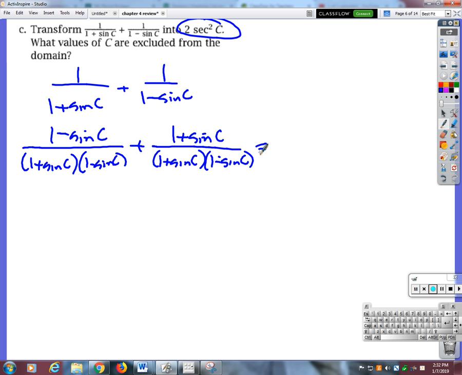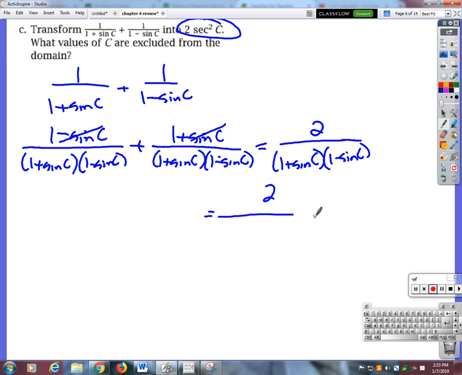All right, so now that I have a common denominator, I can combine my like terms on the top of each fraction. What do I get when I combine 1 minus sine c plus 1 plus sine c? The signs will cancel. And 1 plus 1 is 2. And that's going to be over 1 plus sine c times 1 minus sine c. Okay? All right, now let's do the bottom.